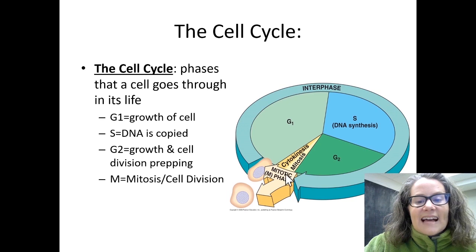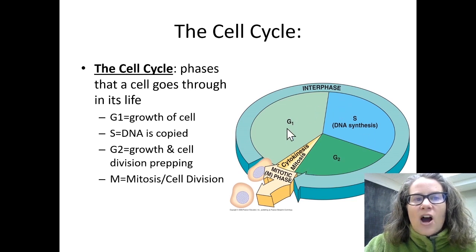And then this last little piece of the pie is called cell division. So this is where we will be making new cells. Now notice up here, right here, it says interphase. So in high school, you might have learned G1, S, and G2. Those three phases are collectively sometimes called interphase.